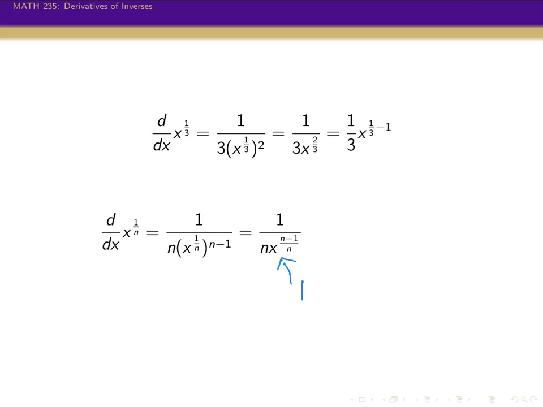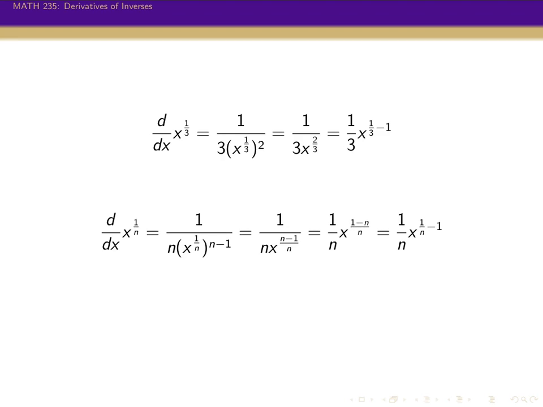We can think about this as being 1 over n times x to the minus n minus 1 over n. And minus n minus 1 over n we can think about as being minus 1 minus 1 over n. And then when we distribute this minus sign, we have minus 1 plus 1 over n. So we can rewrite this as 1 over n x to the 1 over n minus 1.